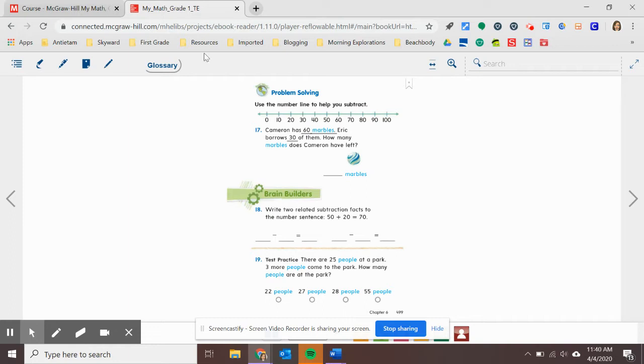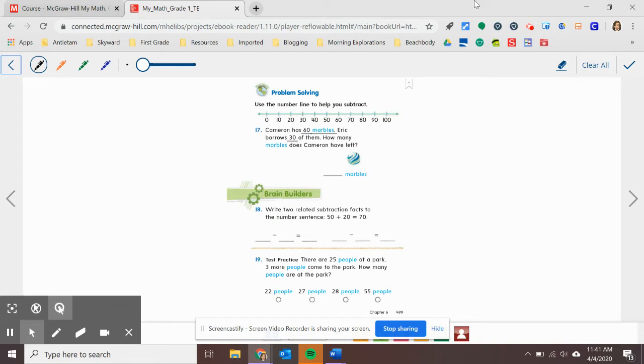And then I have to think, okay, what are my important words? So I'm going to reread this question. How many marbles does Cameron have left? Oh, those words have left. I know that they are my important words. And then I have to think, well, what do those words have left tell me to do? Am I going to add or subtract? Well, have left tells me that I'm going to subtract. So I'm going to use this number line to help me.